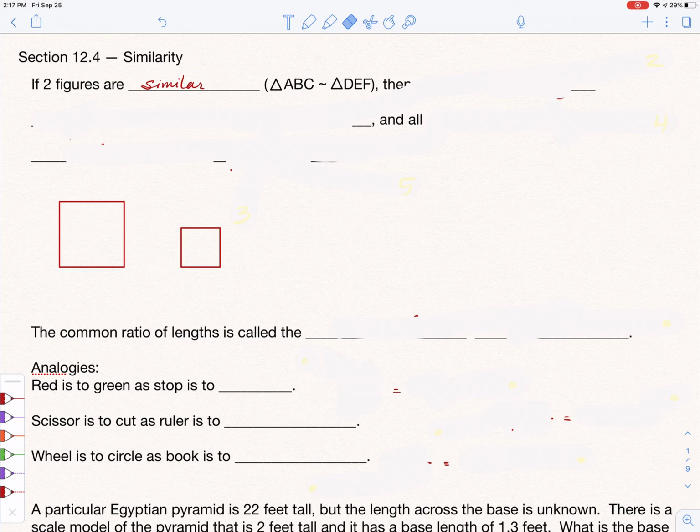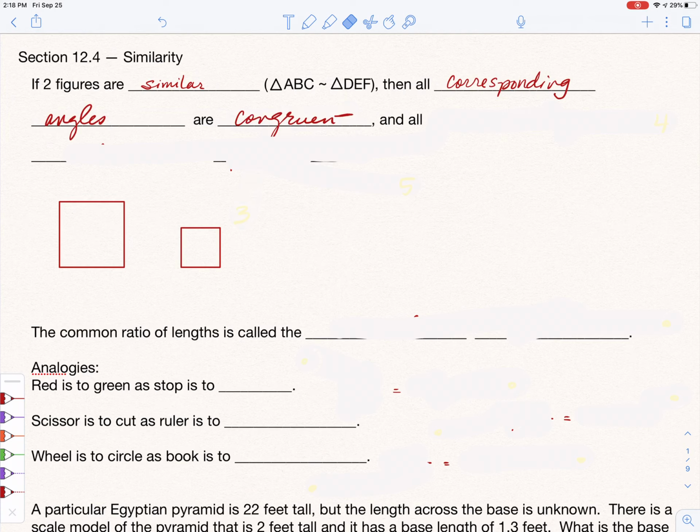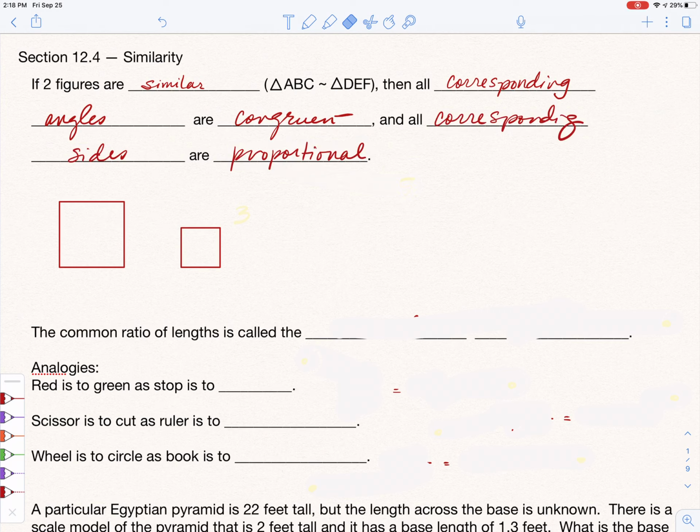If two figures, or in this case two triangles, are similar to each other, then all corresponding angles are going to be congruent. All corresponding sides will be proportional. So all corresponding angles congruent, all corresponding sides proportional. So what do we mean by that?